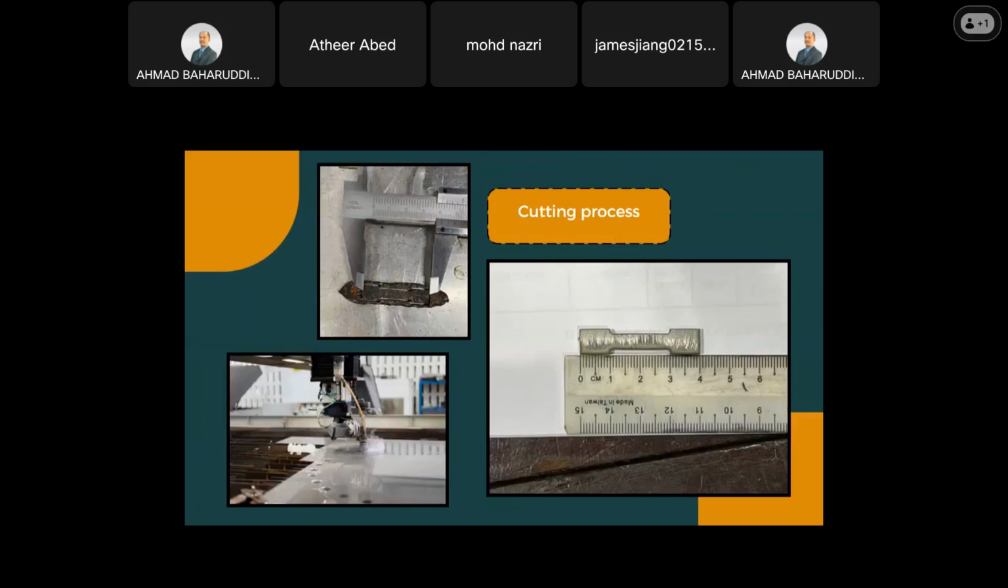And then lastly is the cutting process. After it is milled, it goes through the cutting process. For the cutting process, we have used laser water jet cutting. Then it will basically make this dog bone shape specimen for us to undergo our tensile testing.